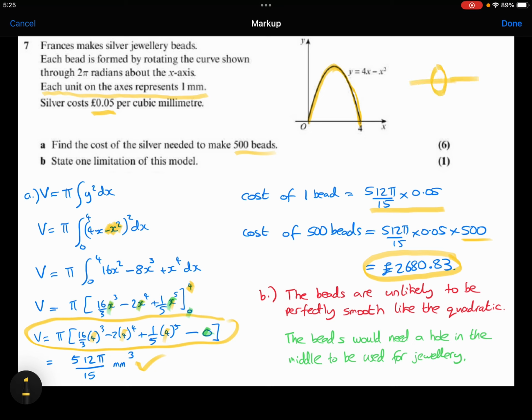But also, given that we're talking about jewellery, each of these little beads would need a hole in order for the string or chain or whatever to fit through them. So they're going to need a hole in there, which is obviously going to affect its volume. So the beads would need a hole in the middle to be used for jewellery, is another limit of the model. But any reasonable answer for part B, where it explains why the cost is not going to be exactly £2,680, will be a good answer for part B.